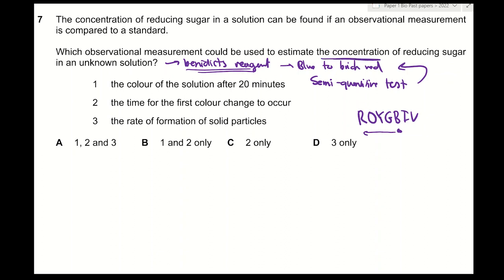Now, let's see the suggestions that we have here. 1. The color of the solution after 20 minutes. We just said that the color indicates the concentration, therefore this is correct. 2. The time for the first color change to occur. This is also correct because the less time the color change takes, the higher the reducing sugar concentration. Now for 3. The rate of formation of salt particles. Now, in Benedict's test, no salt particles are formed, so this is incorrect, and the correct answer must be B.